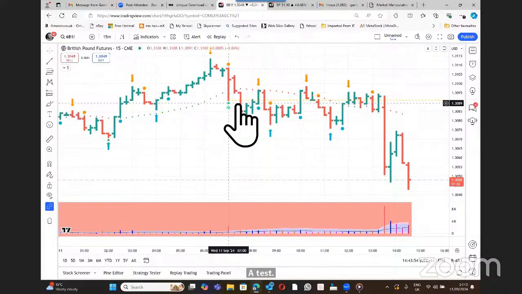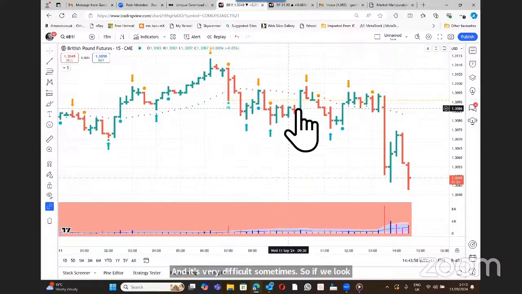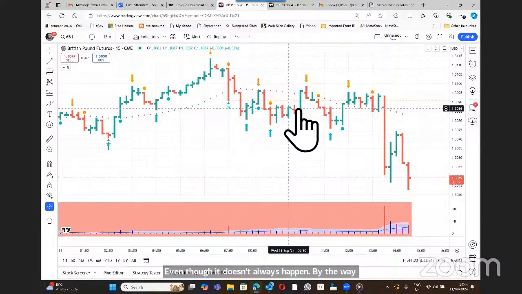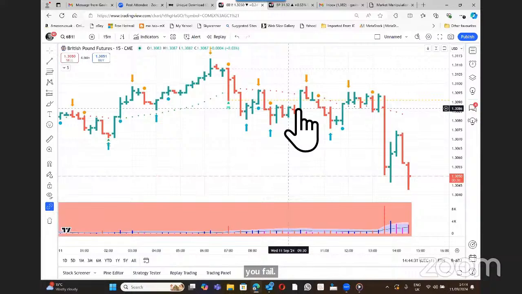So if we look at this chart now, because that's what everyone wants, I don't want to hear about the universe or anything like that. Some people do. But what I've learned is when you are certain in your mind about your belief system, if you are certain about your outcome, even though it doesn't always happen, by the way, then what happens is you fail 5 times usually before you get to that moment.